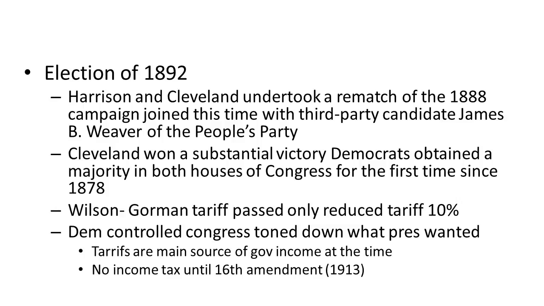Now, all of that combines to mean that Cleveland wins a significant victory over Harrison, and the Democrats take control of not just the presidency, but also both houses of Congress for the first time since the Civil War. Now, the Wilson Gorman tariff that's going to follow is going to reduce tariffs 10%. It's going to be a tax cut, but it's not going to be as significant as Cleveland really was looking for. The Democrats controlled Congress, and they toned down what the president was asking for. Because tariffs are the main source of government income at this time, there is no income tax as such. So when he comes in trying to slash this, Congress decides that no, they're not going to dial it back to the extent that he wants.